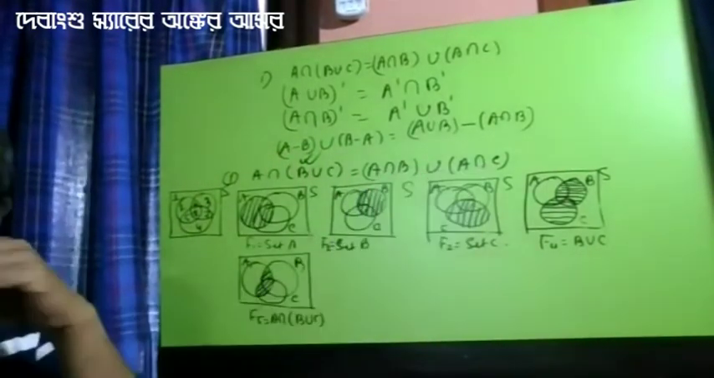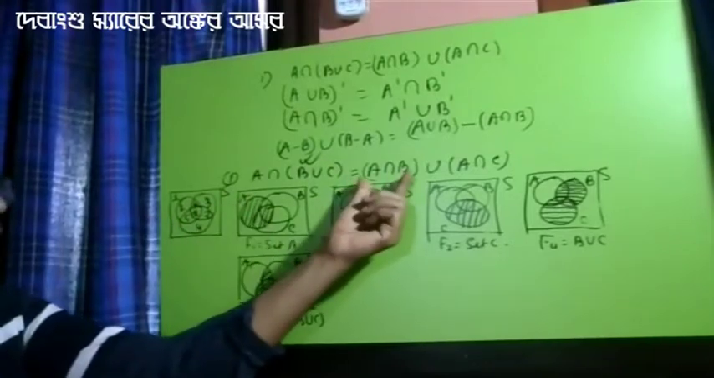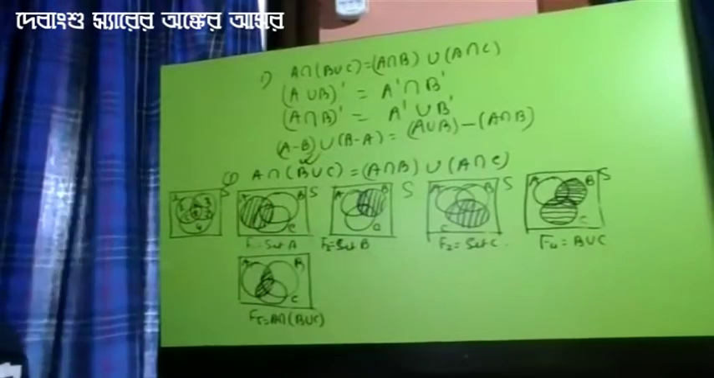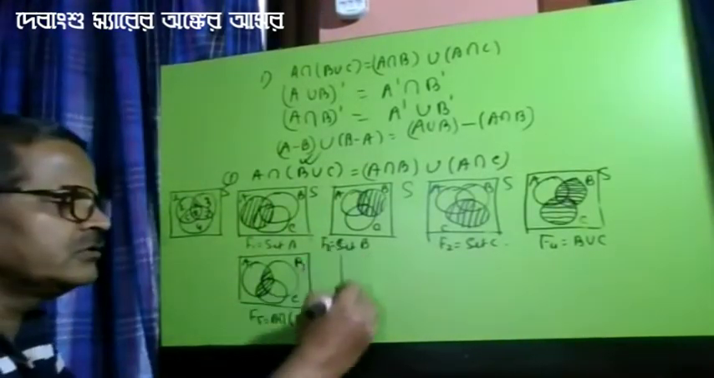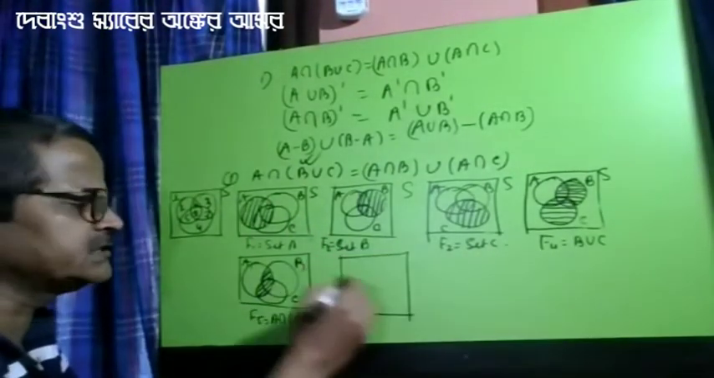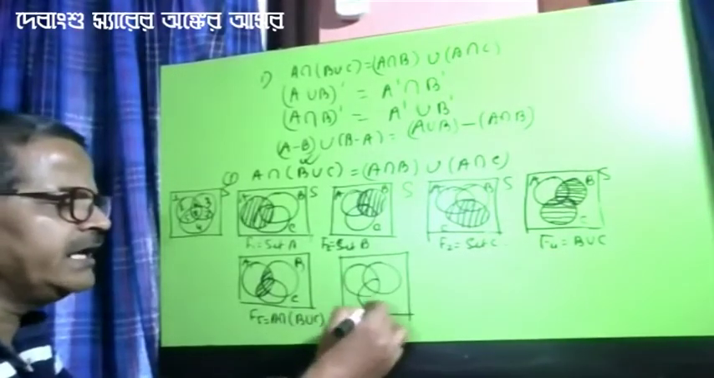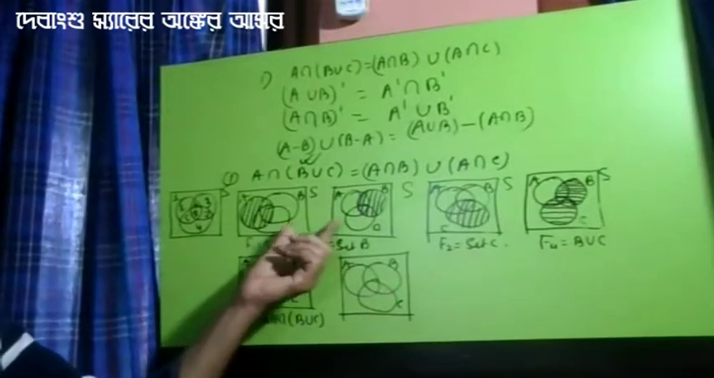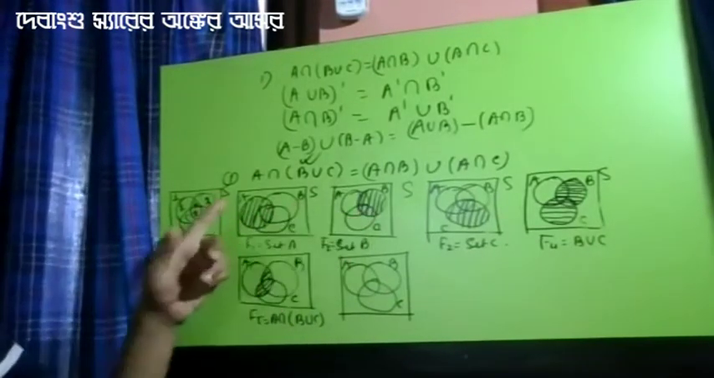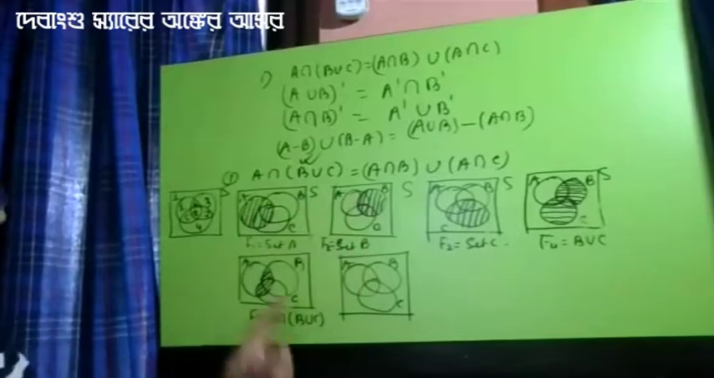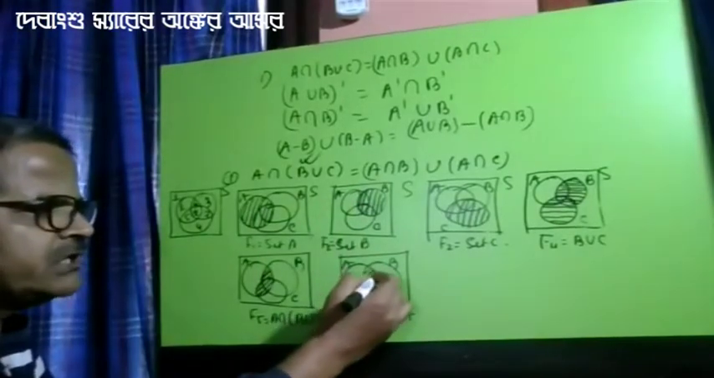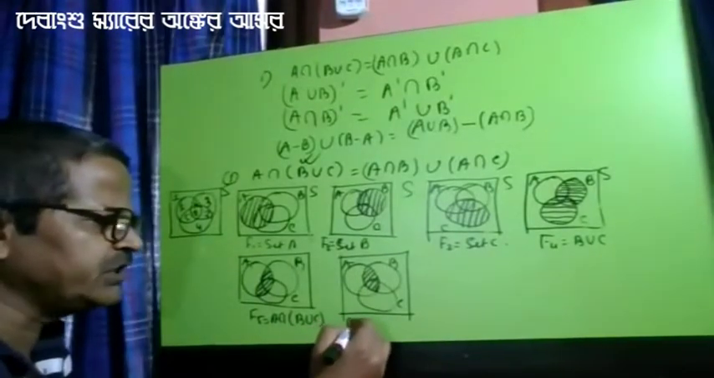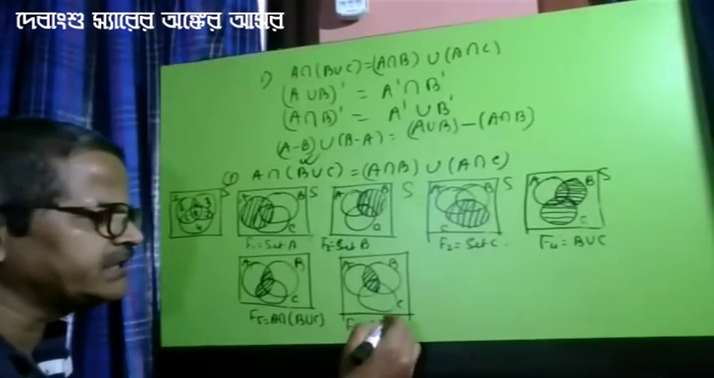Now to construct these two diagrams, I first have to construct A intersection B, then A intersection C, and then I have to take the union. To construct A intersection B, I have to consult these two diagrams representing A and B. Now I have to find which parts are common to A and B. This portion is common to A and B. We can easily recognize it. F6 is equal to A intersection B.